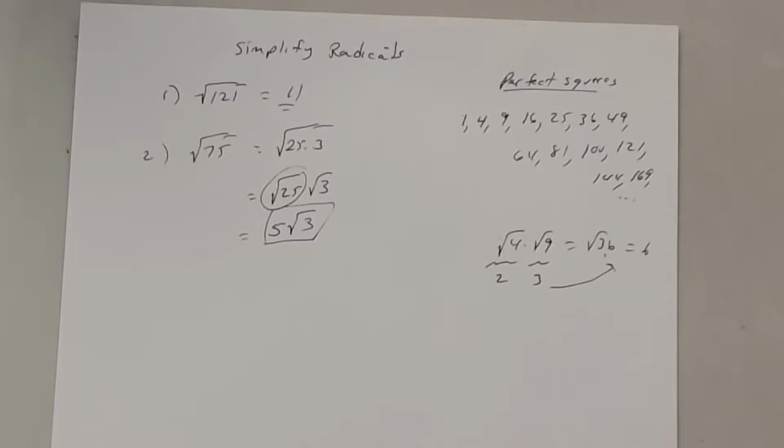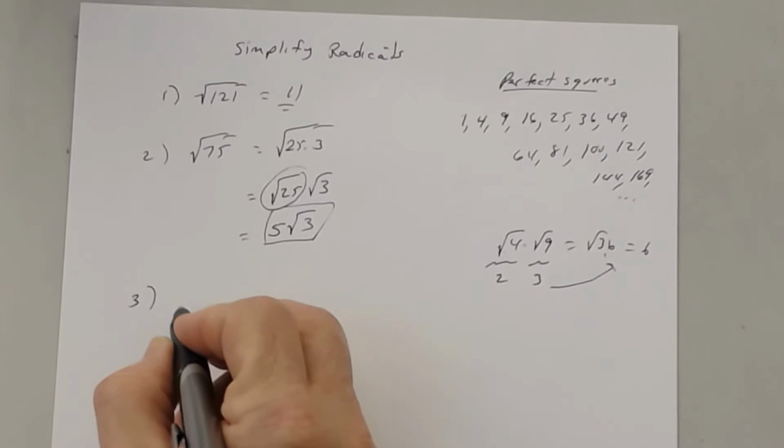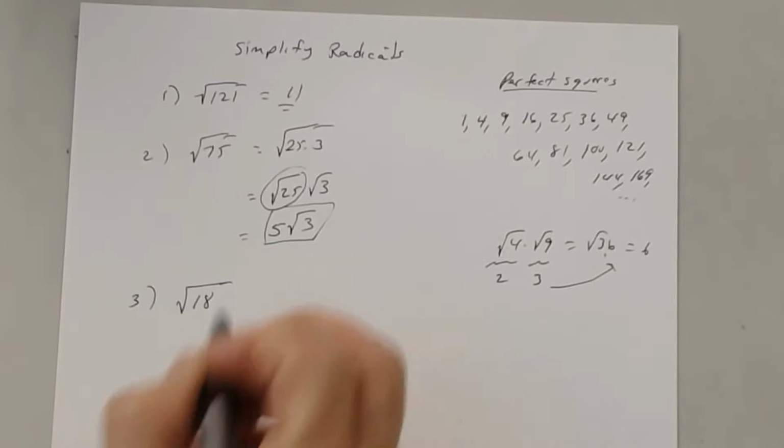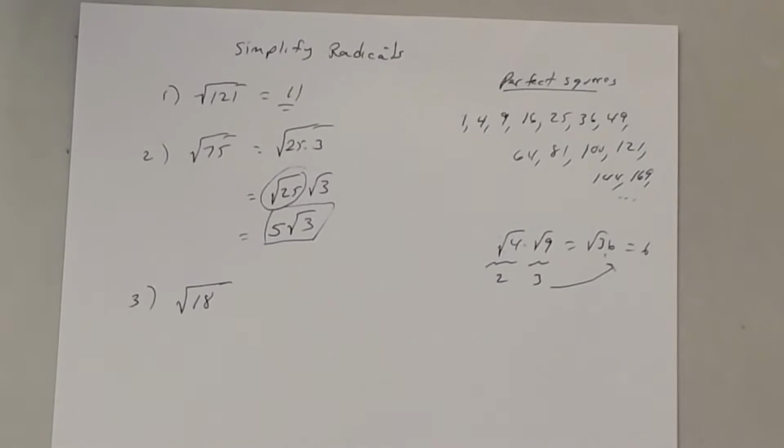Okay? Number 3, you have the square root of 18. Remember, all we're dealing with is square roots here, so you're looking at perfect squares. Is 18 a perfect square? No, 18 is not a perfect square. But is there a perfect square other than 1 that goes into 18? 9. The only perfect squares that go into 18 are 1 and 9, right? There's no other perfect squares listed there that go into 18 evenly.